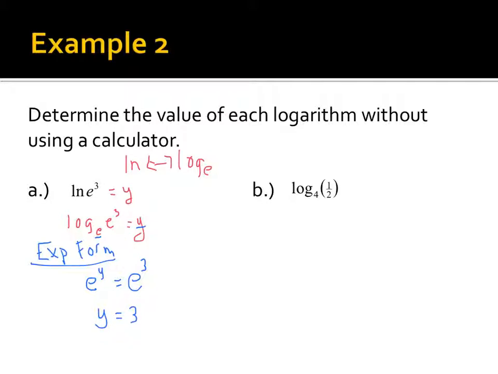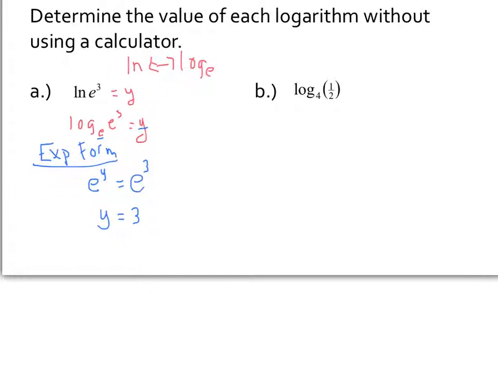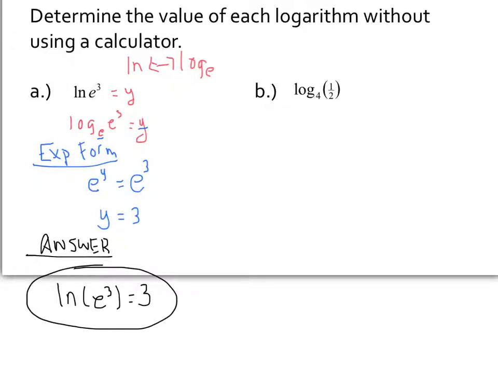And so again, remember that our answer here would be written as follows. The answer would be that the natural log of e cubed is equal to 3. All right. There's a different explanation for this, and those of you who have had logarithms before, you might want to think back as to another way of knowing that this was 3. All right, let's try this one. This one's a little bit trickier.